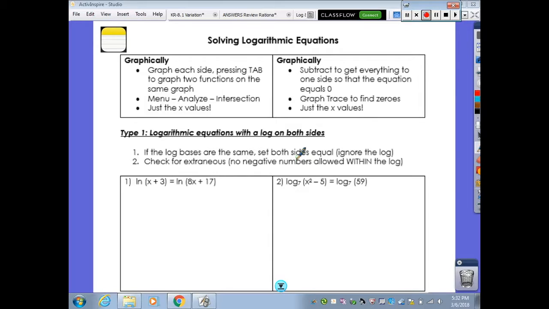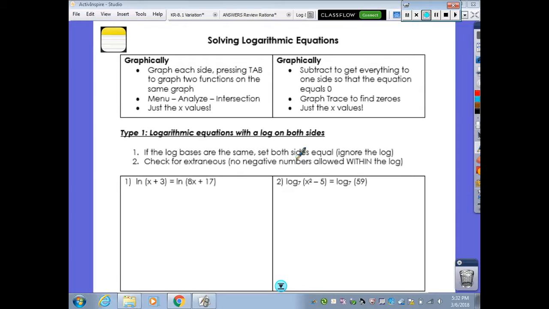answers. The other way to graph a logarithmic equation and solve is to subtract to get everything to one side so that the equation equals 0. Graph, trace to find the zeros, and just the x values that cross your x-axis are going to be your answers. We'll also go over this in class since I know you don't have graphing calculators at home.